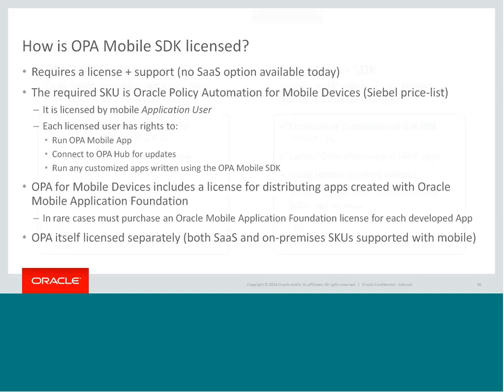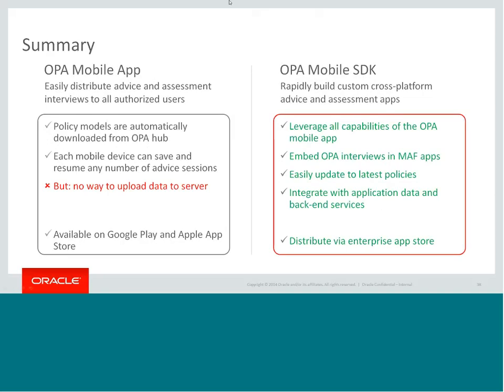So that's really it. The key things we've covered today in terms of what you can do with the OPA Mobile SDK: you can do everything that you get with the OPA Mobile app. It's designed to work closely with the Oracle Mobile Application Foundation, but can very easily go beyond that. You're not bound to working with the rest of the Oracle Mobile stack, but you certainly can, and we believe that's a good way of lowering the total cost of ownership of your mobile solutions.